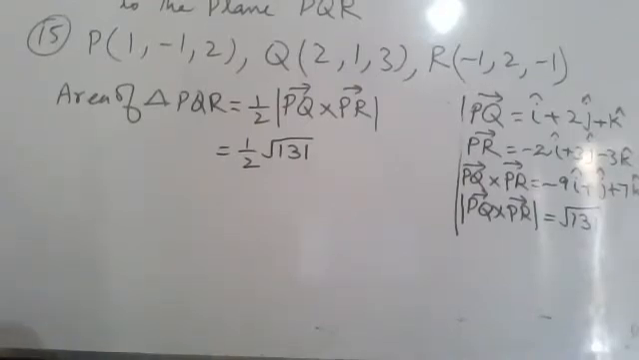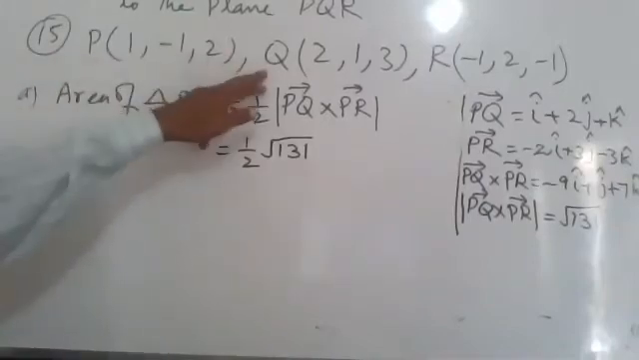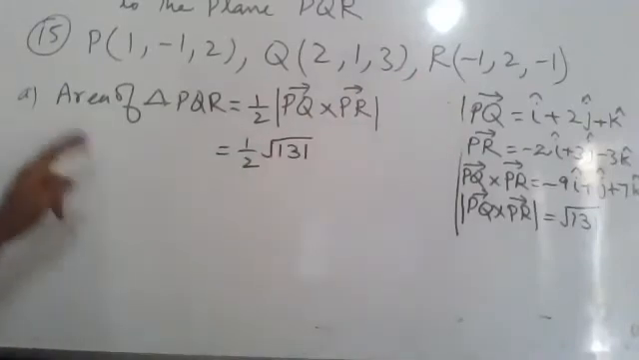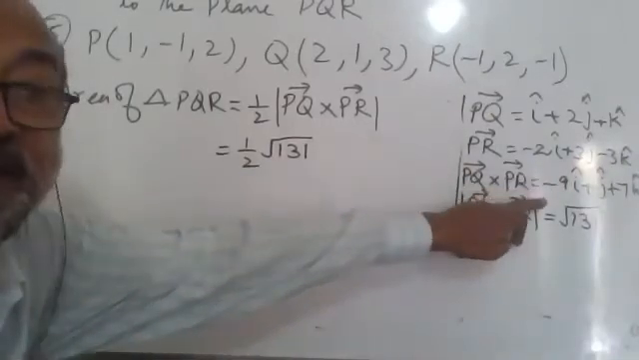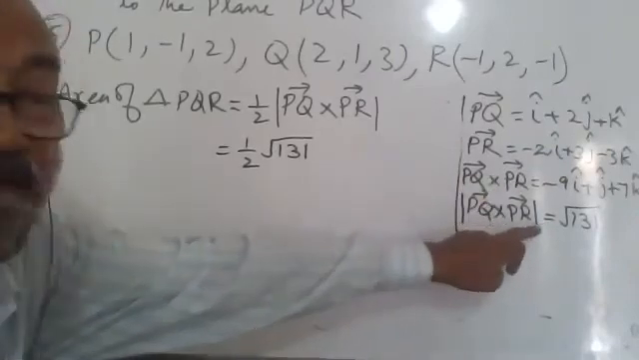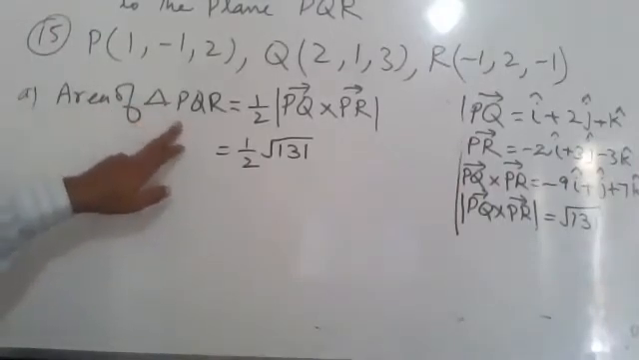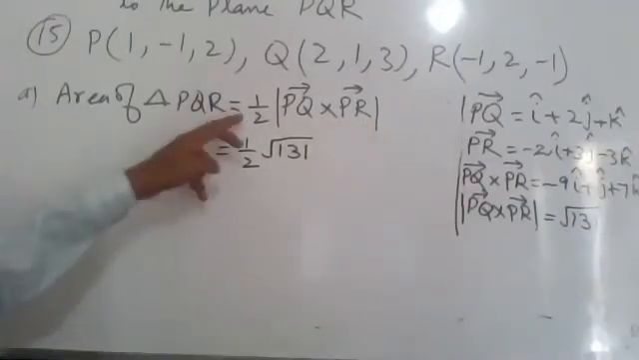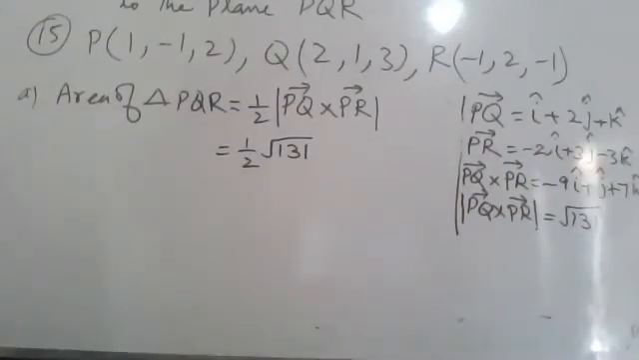So how to find the area of triangle? First of all, we will find the vector PQ and vector PR. Then we take their cross product, PQ cross PR. Then we find the magnitude of PQ cross PR. After that, the area of the triangle PQR will be half of the magnitude of PQ cross PR. The magnitude was root 131. This is the area. That was the A part.